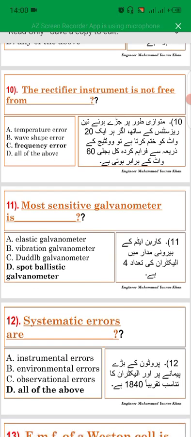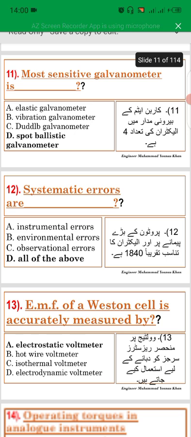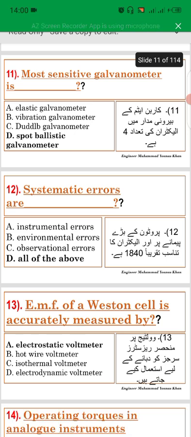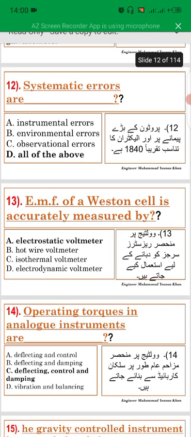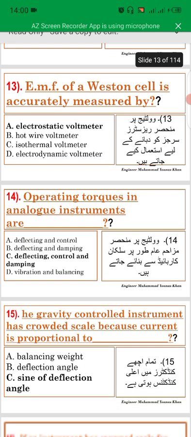The rectifier instrument is not free from frequency error. The most sensitive galvanometer is the spot ballistic galvanometer. Systematic errors are instrumental error, environmental error, observational error. EMF of a Weston cell is accurately measured by electrostatic voltmeter.